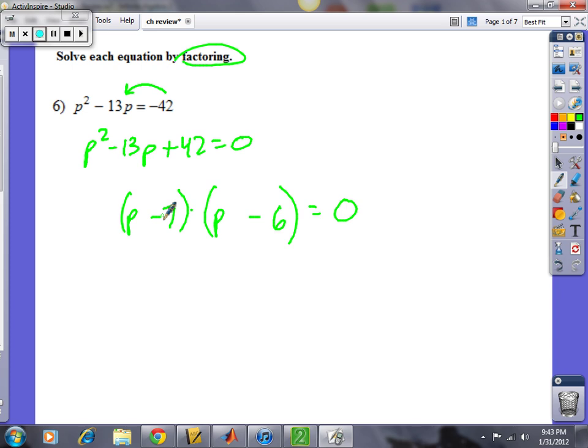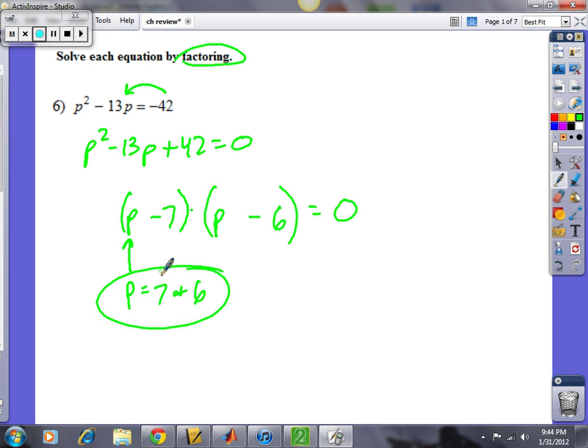Okay, now if you're multiplying these two quantities and your answer is 0, you must have multiplied by 0. So one of these two quantities, or maybe both of them, is a 0. So what are you going to plug in here for p when you subtract 7 is 0? So p equals 7. Or what number minus 6 is 0? And p equals 6. There's your two roots.